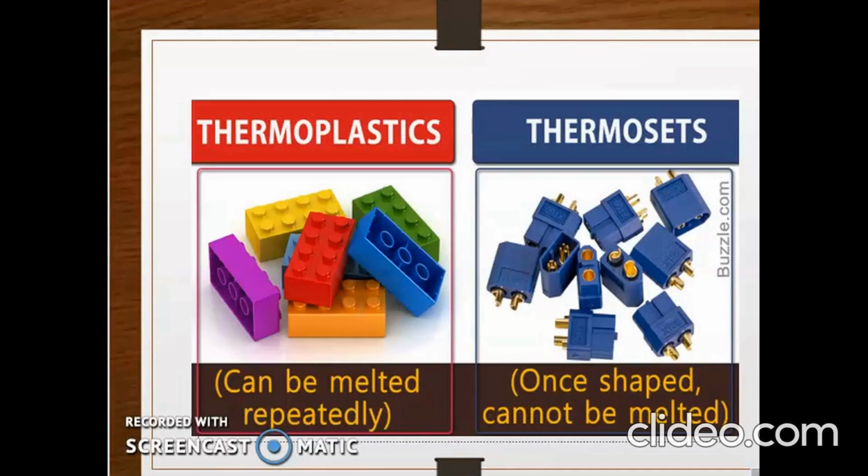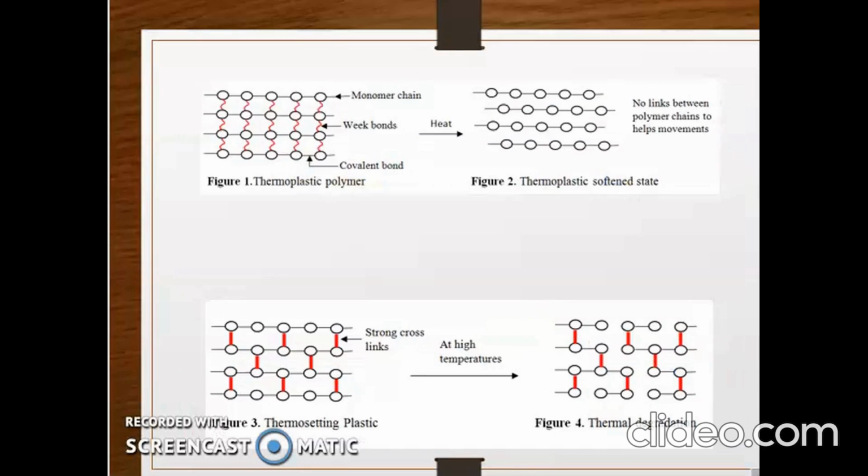So we can say thermoplast can be melted repeatedly, that means again and again. Thermoset, once shaped, cannot be melted. In thermoplast, long chain polymers are not cross-linked, so they can easily slide on one another. Thermoplast has linear polymers that can slide on one another.